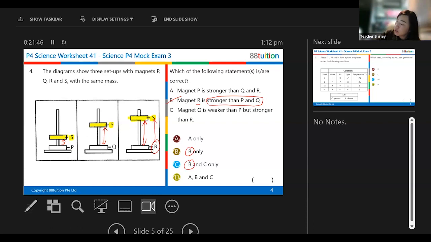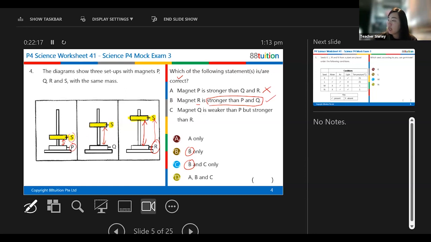Okay, so now we just need to check the others. We can check A also, whether it is correct. P is stronger than Q and R. That is wrong, right? P is in fact the weakest because it can only repel S to a short distance. So P is not the strongest. In fact, P is the weakest, right? And then now we look at statement C. We are looking for the correct statement. So this one is wrong.